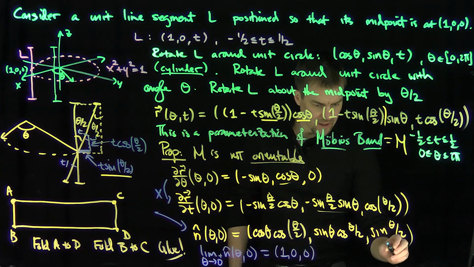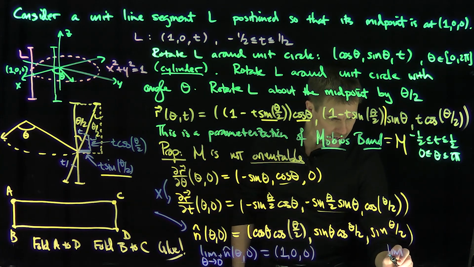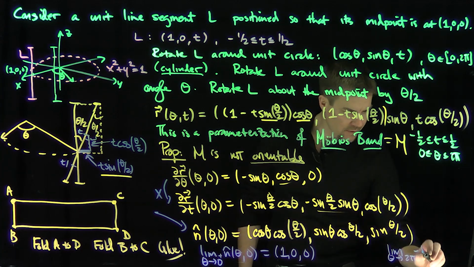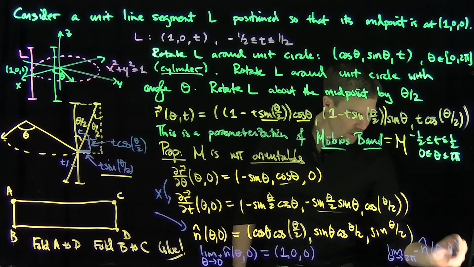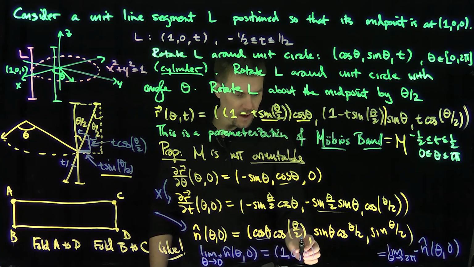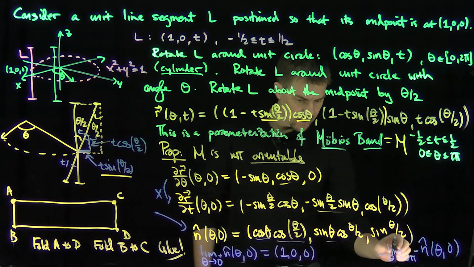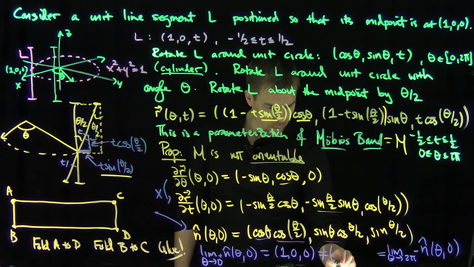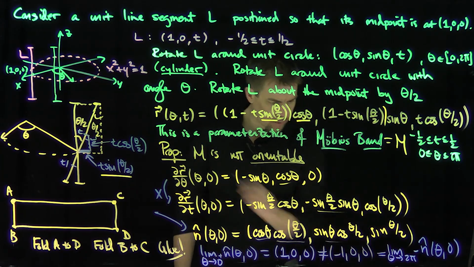But if I look at the limit as theta goes to 2 pi, which is the same angle as 0 from the left, of n hat of theta and 0, what's going to happen? Well, what's this going to be? As we go to pi over 2, this becomes a 1, this becomes a cosine pi, which is negative 1, then a 0, then a 0. And so this is not equal to negative 1, 0, 0, which is negative i hat.